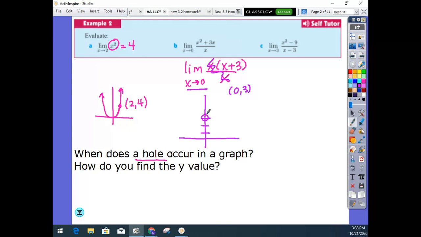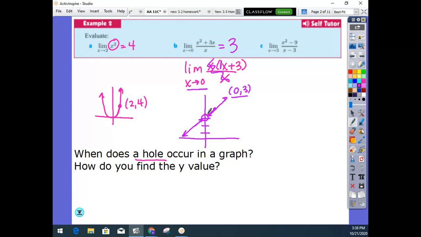So if this is my hole, and then I have a slope of 1, up 1 over 1, this is what the graph actually looks like. So as soon as you cancel out your factor, then you can plug in 0. The limit is 3. That's because there is a hole at the coordinate point 0, 3. So on either side of 0, we are approaching the y value of 3.